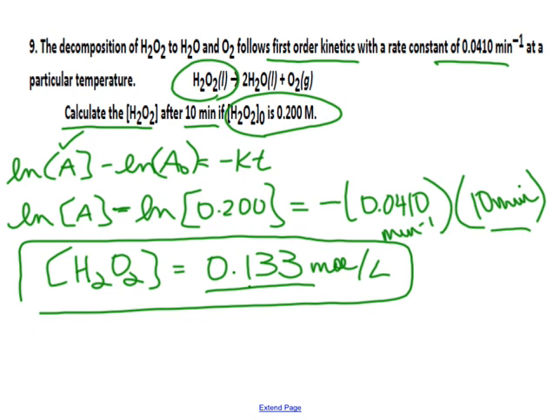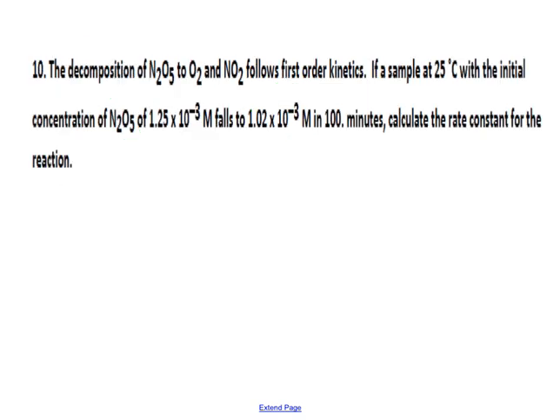Let's go ahead and do a couple more. The decomposition of N2O5 to O2 and NO2 follows first-order kinetics. Again, if a sample at 25 degrees Celsius with the initial concentration falls to that concentration in 100 minutes, calculate the rate constant. All right, so this time it's still first order, but this time I'm solving for the K.